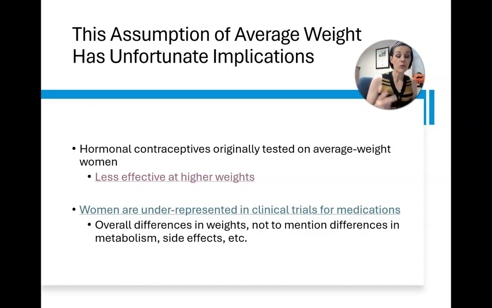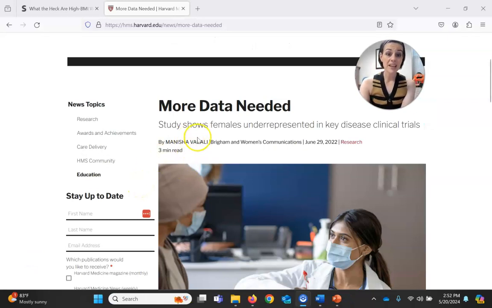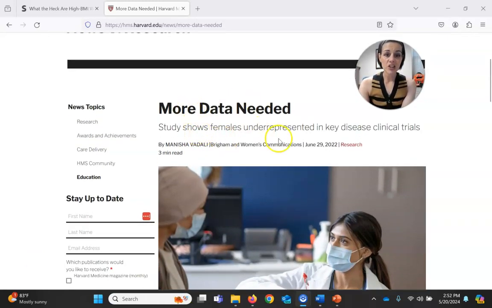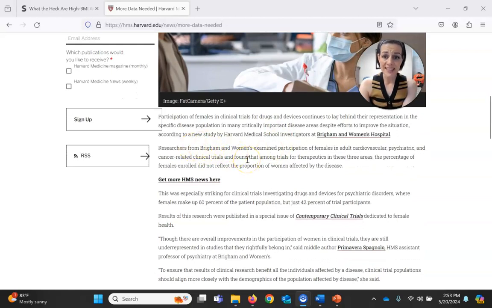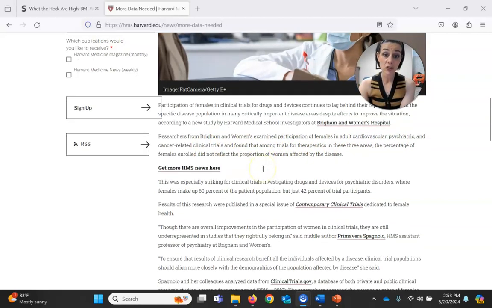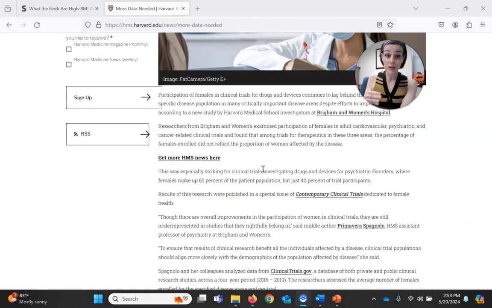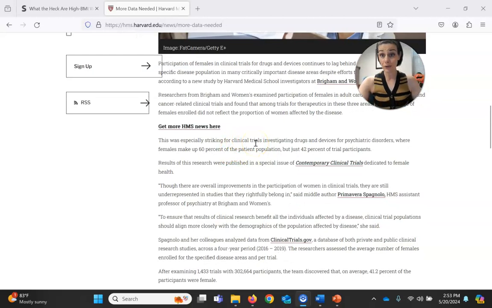Now, to add further to the point, for a lot of clinical trials for different types of medication, women tend to be underrepresented. I pulled this up from some data from the Harvard Medical School. "More data needed. Study shows that females underrepresented in key disease clinical trials." Researchers from Brigham and Women's Hospital examined participation of females in adult cardiovascular, psychiatric, and cancer-related clinical trials and found that among trials for therapeutics in these areas, the percentage of females did not reflect the proportion of women affected by the disease. This was especially striking for clinical trials investigating drugs and devices for psychiatric disorders, where females make up 60% of the patient population. They are taking more of the drug, but they are underrepresented.